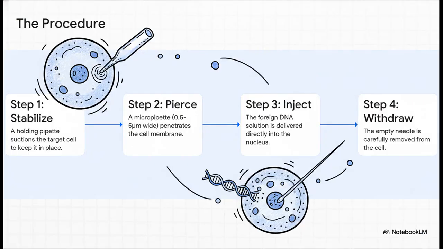The whole process is this incredibly delicate dance. Step one, you've got to hold that cell perfectly still. Then you bring in the needle, which can be as thin as half a micrometer, just think about that, and you pierce the cell. You inject the DNA right into the nucleus, the control center, and then you have to pull the needle out without wrecking everything. You can imagine every single step takes a ton of skill and some seriously high-tech gear.